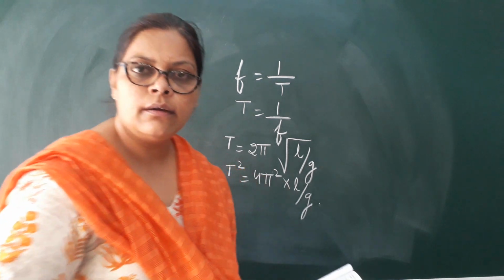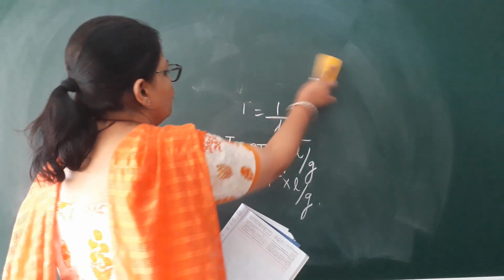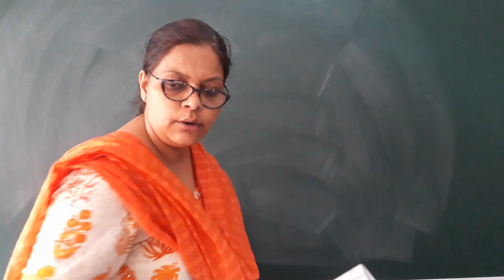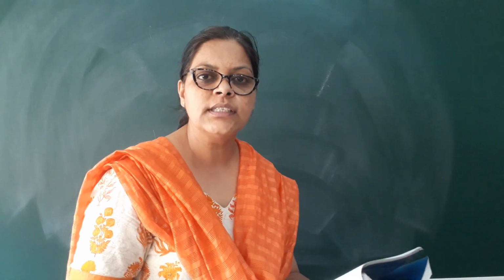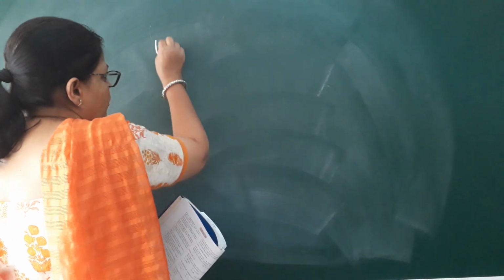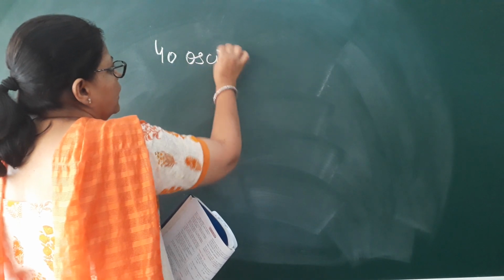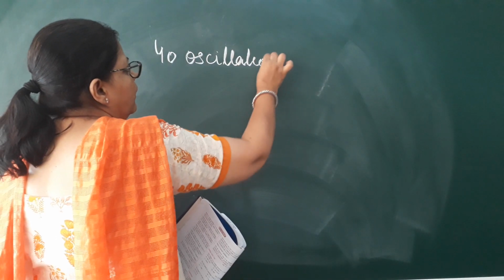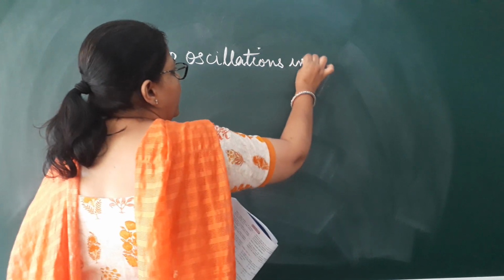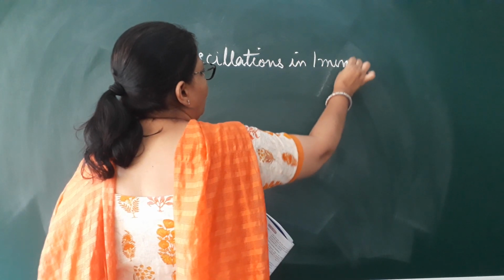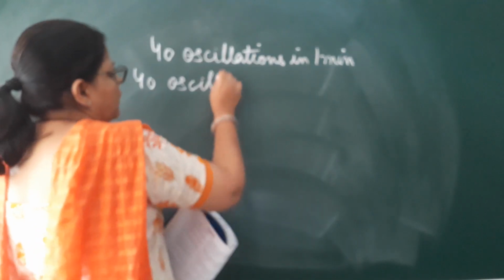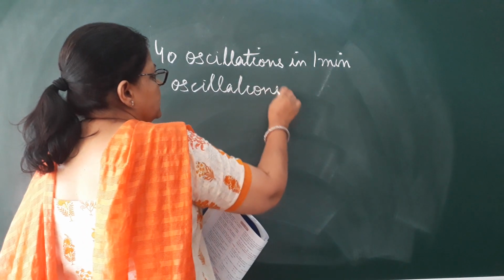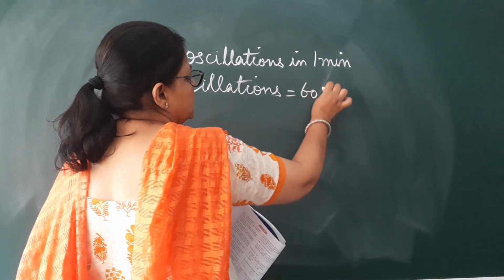Now, I first begin with the first numerical for the simple pendulum. I will read out the numerical and solve it at the same time. The first numerical is that a simple pendulum completes 40 oscillations in 1 minute. So, let us write down 40 oscillations in 1 minute. Now, 1 minute is 60 seconds. So, we say 40 oscillations take 60 seconds.